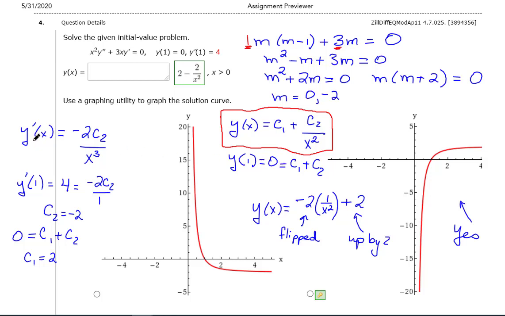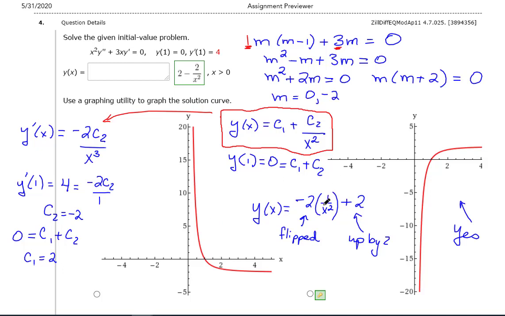Alright, well, what about y prime? Well, taking the derivative here, so taking the derivative of a constant is 0. This is the x to the minus 2, so the minus 2 comes in the front. c2 x to the minus 2 minus 1, so x to the minus 3. And if I plug in 1, I'm supposed to get 4. So solving for that, I get c2 is minus 2. But when I add it to c1, I'm supposed to get 0, so c1 is 2.